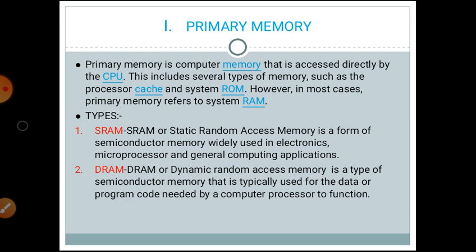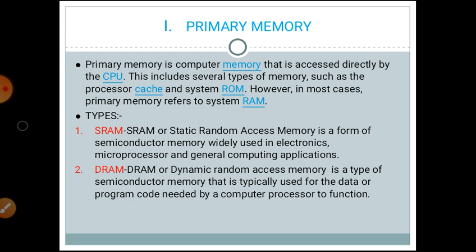A primary memory is a computer memory that can be accessed directly by the CPU. This includes several types of memory such as processor cache and system ROM memory. However, in most cases, primary memory refers to the system RAM memory. There are two types of primary memory, which we already discussed: SRAM and DRAM.